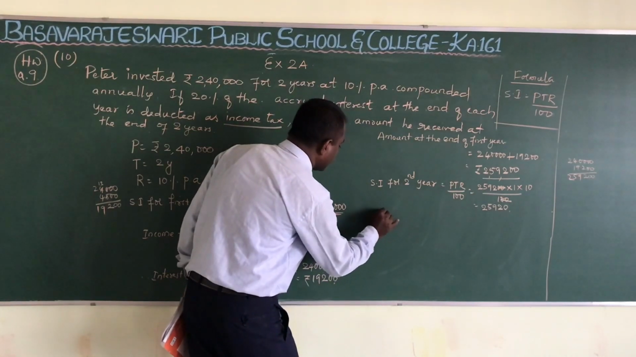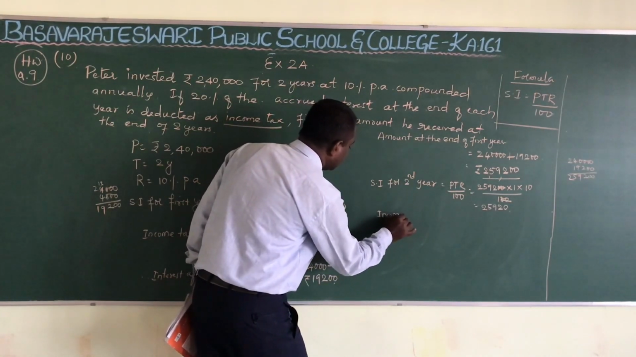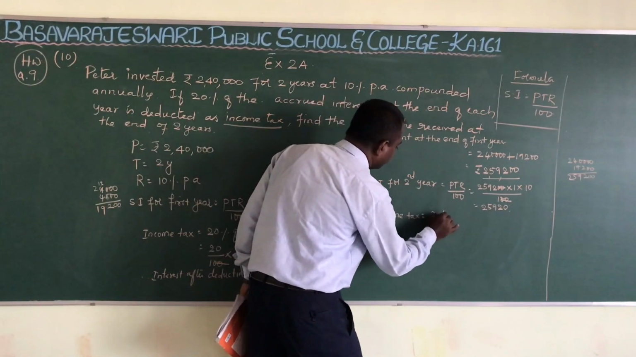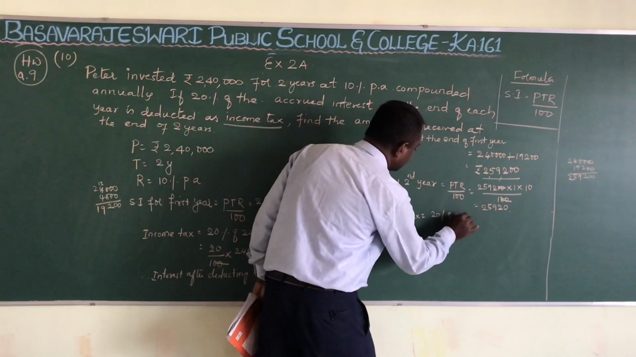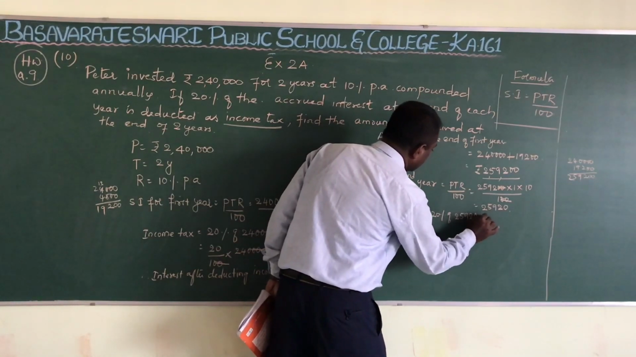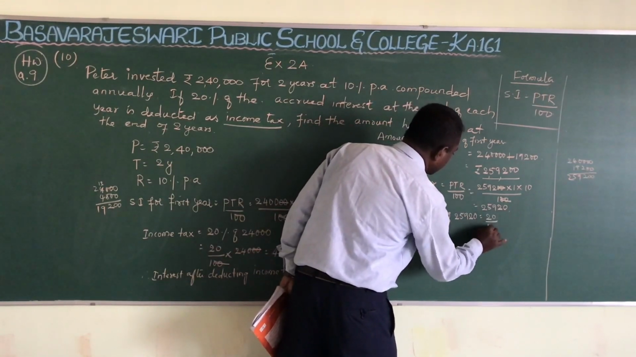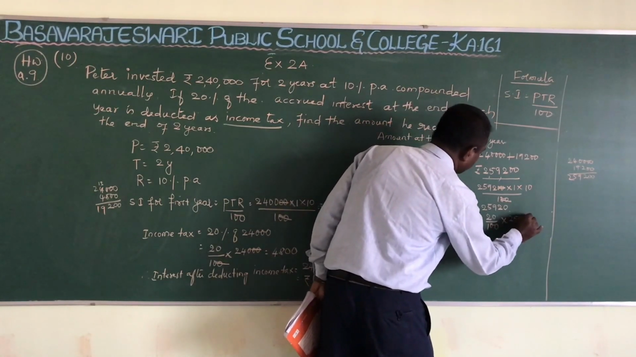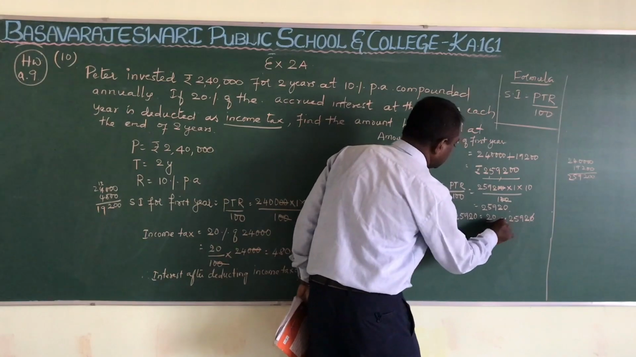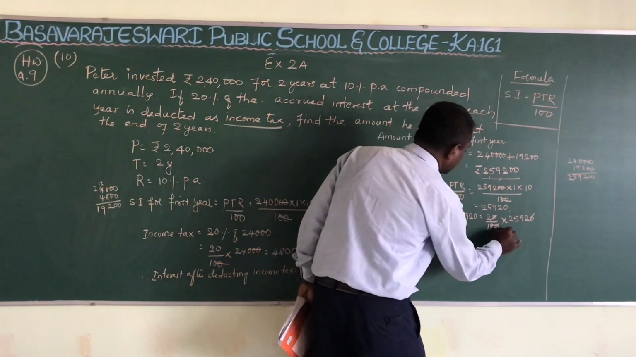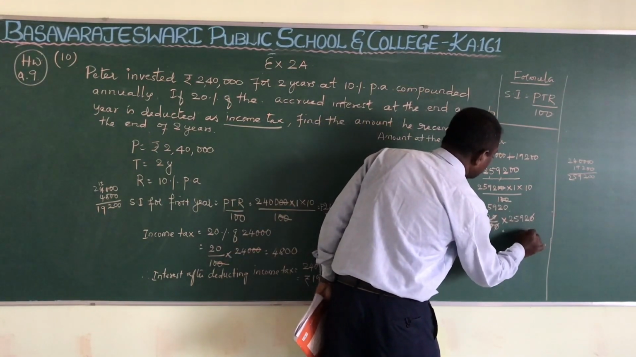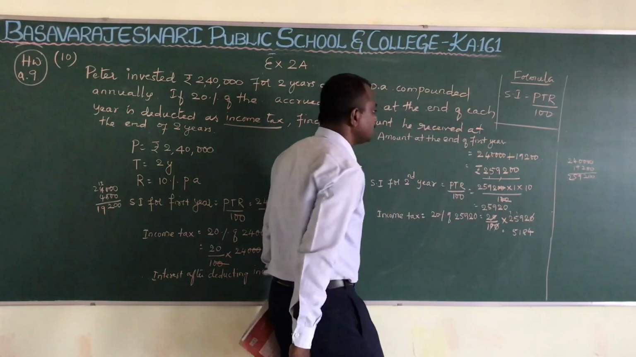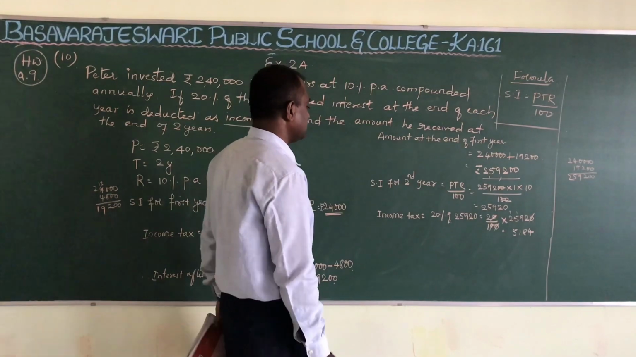But you have to find out the income tax. Income tax is equal to 20% of 25,920. 20 by 100 into 25,920. 1 zero here, 1 zero here. So that is equal to 5,184 rupees as income tax.